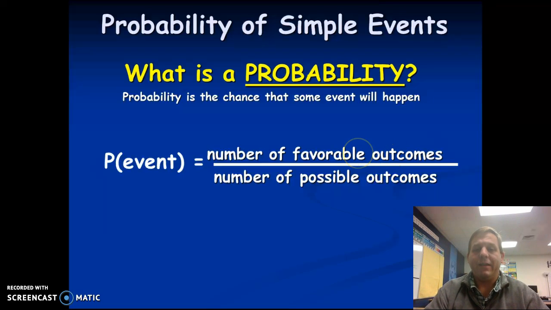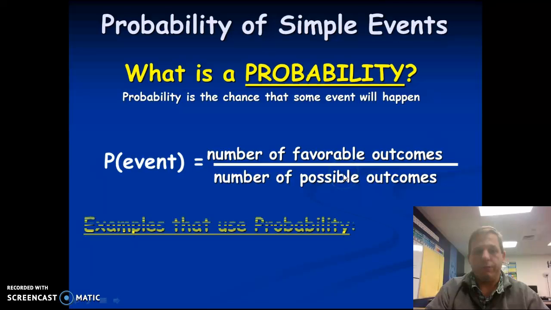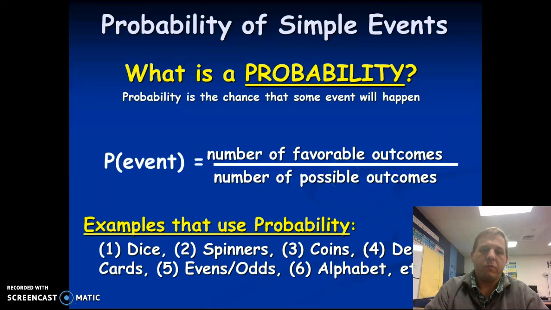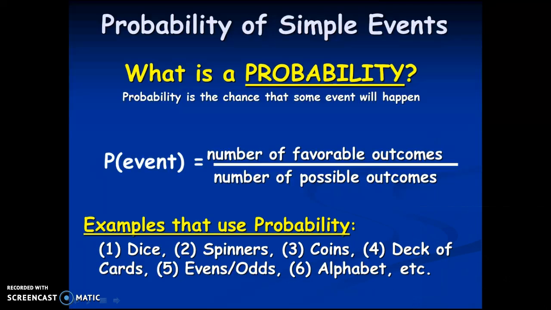So if we wanted to pick tails, we have one favorable outcome, which is tails, and two possible outcomes. So our probability would be 1 out of 2. Examples that use probability: dice, spinners, coins, deck of cards, evens, odds, alphabet. There are lots of things that use probability.